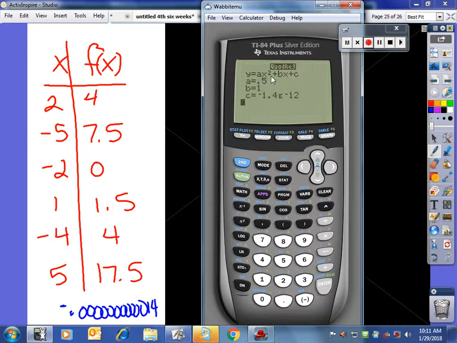It gave me A, B, and then C. It gave me that weird scientific notation, which really means a number that's very, very close to 0. So I just used 0. So I put in y equals 0.5x squared plus 1x. I just put plus x. That's the same thing as 1x.